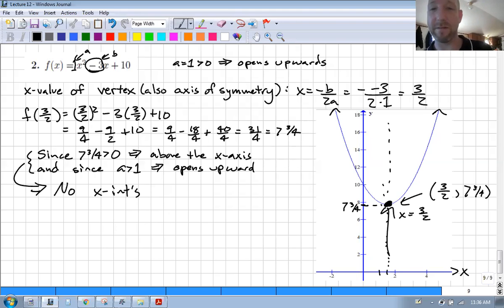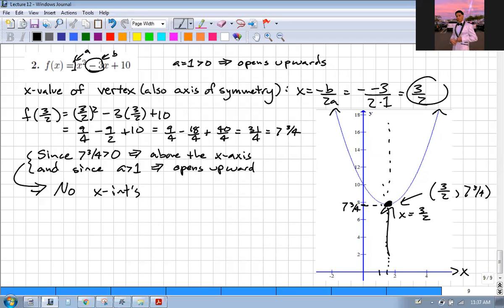Does that make sense here? I know it sounds like a lot of information, but it's really not. There's just the vertex formula and plugging what you get into f to get the y value. These two numbers and interpreting them. So we have negative b over 2a and f of negative b over 2a.